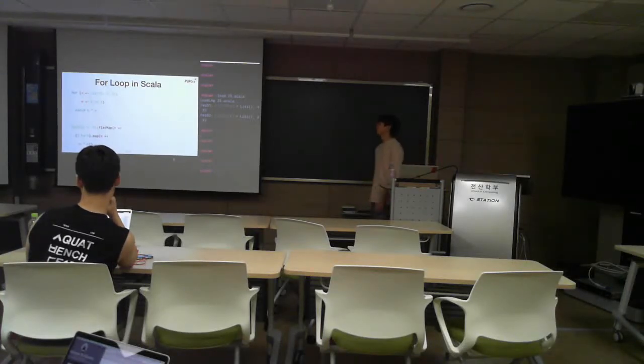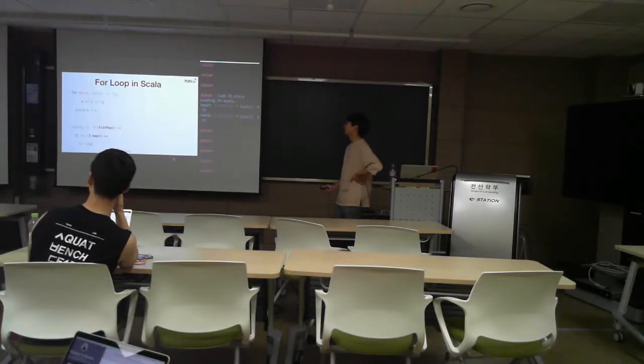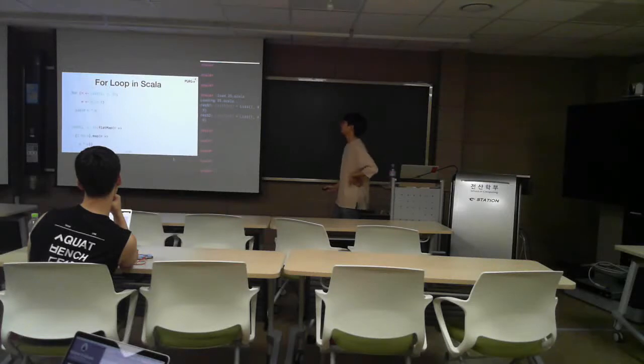And we can sequence multiple iterators as well. So in this case, the first iteration will be converted to flatMap, and the second one will be converted into map. So this will result in a list of 1, 1, 2, 1, 2, and 3. This code does exactly the same thing.